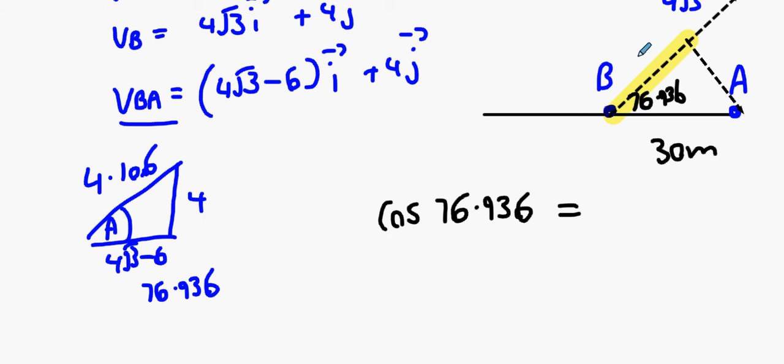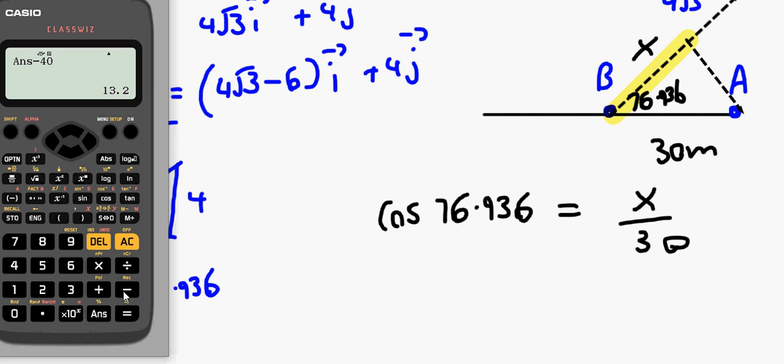Now we call this x over 30. And then it's 30 cos 76.936. That's 6.78 meters. Is that alright? Oh, sorry, seconds. No, you divide it by 4.1. Oh, we do. Thank you, Mick.